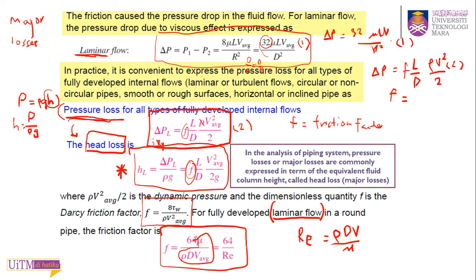So we know for a laminar flow, we can calculate the friction factor using this simple equation, 64 over Reynolds number. That's why in the first subchapter we learned how to calculate the Reynolds number. So that's the importance of knowing how to calculate the Reynolds number.